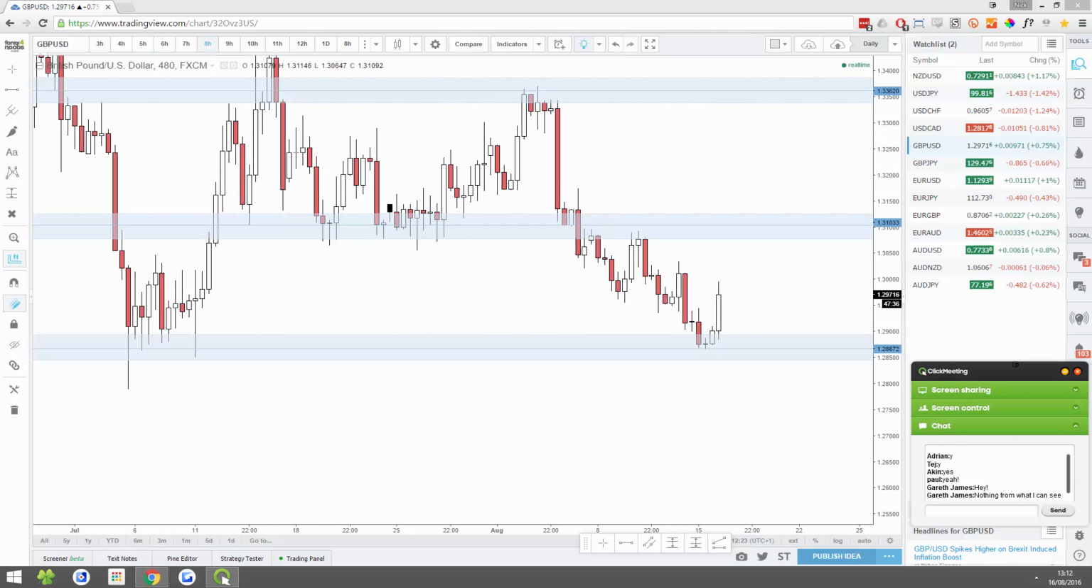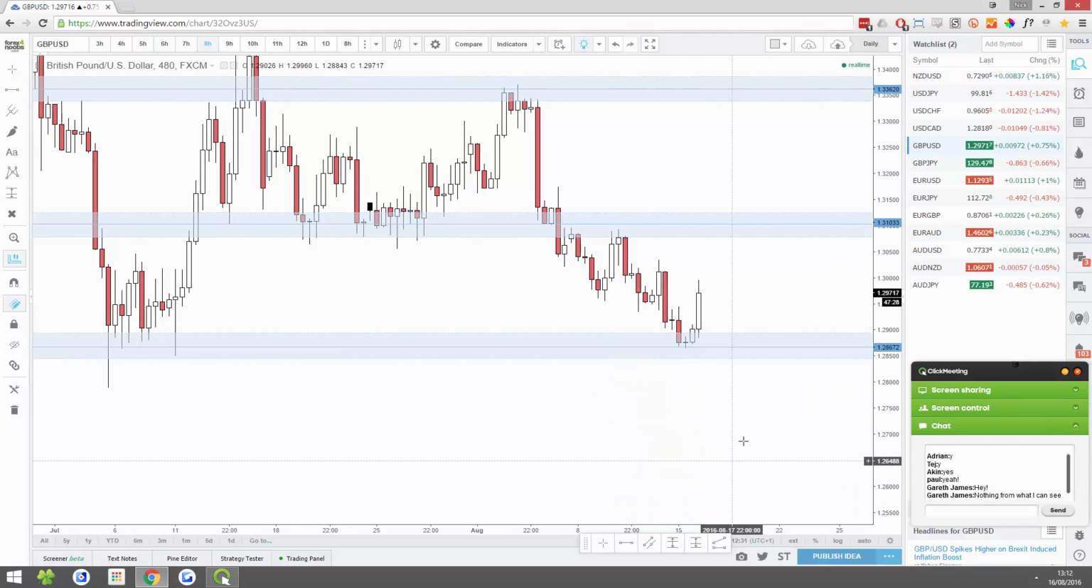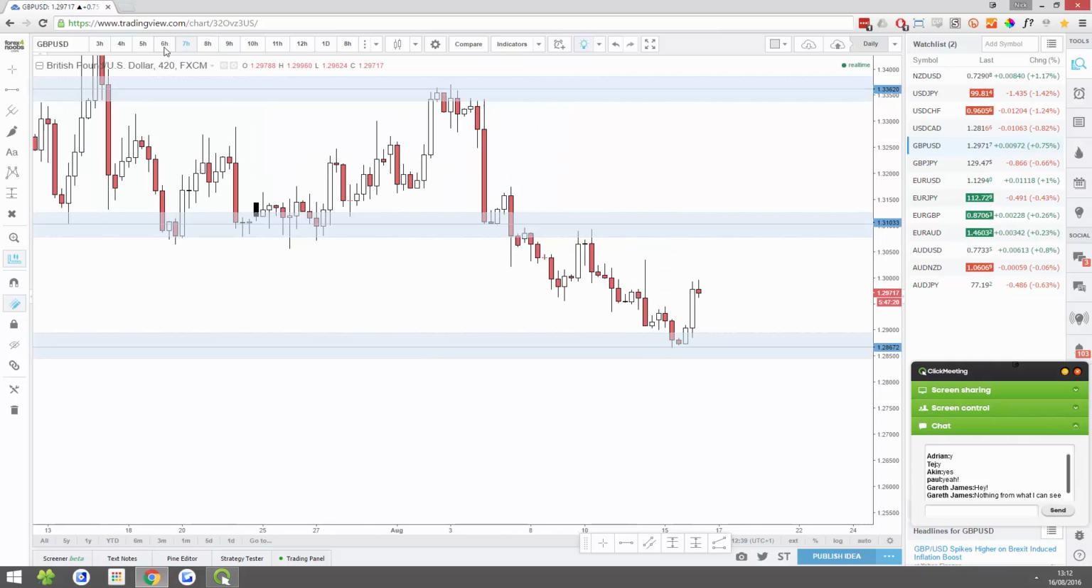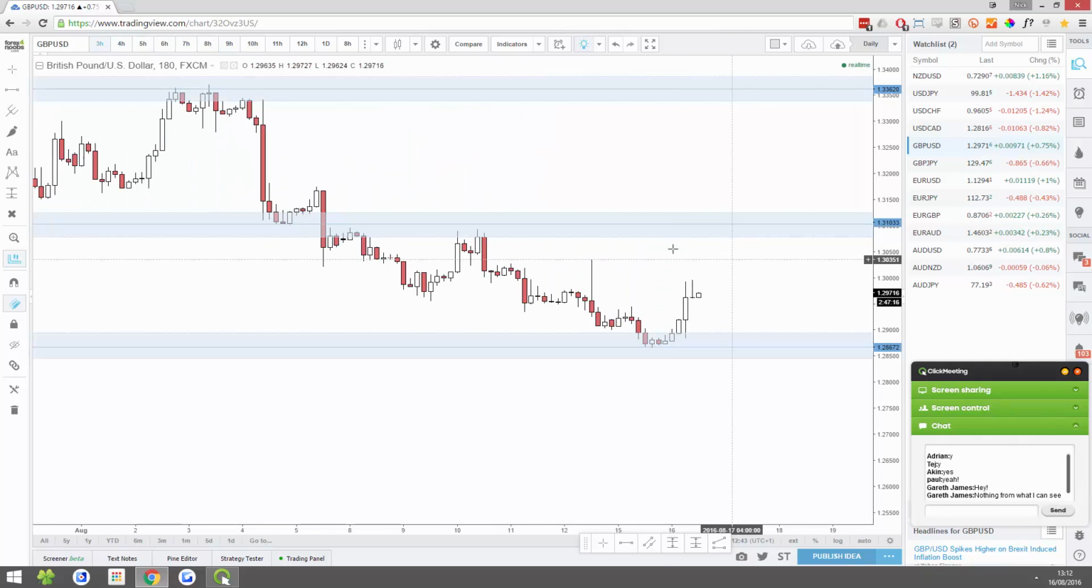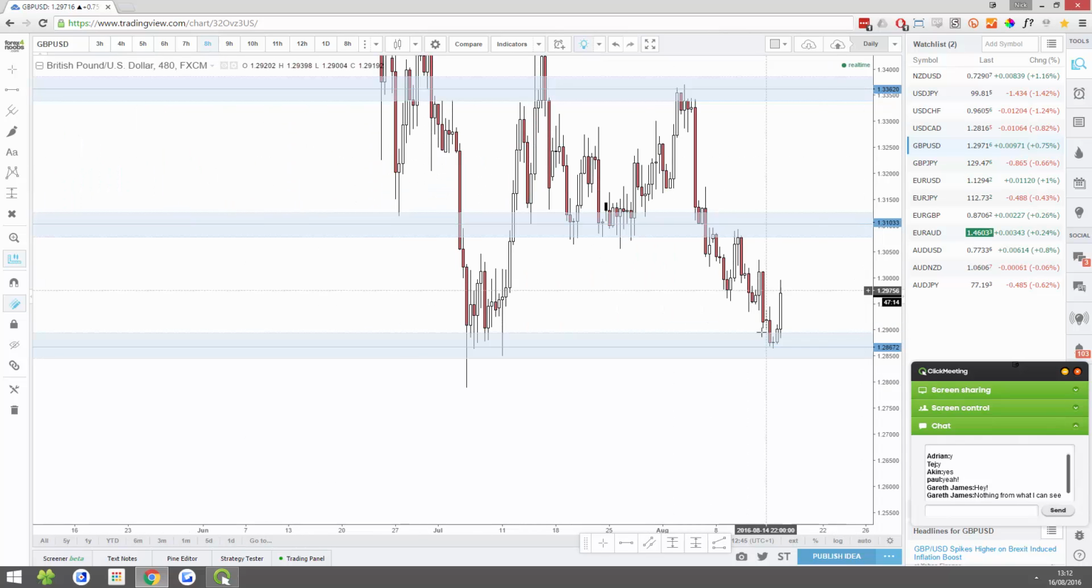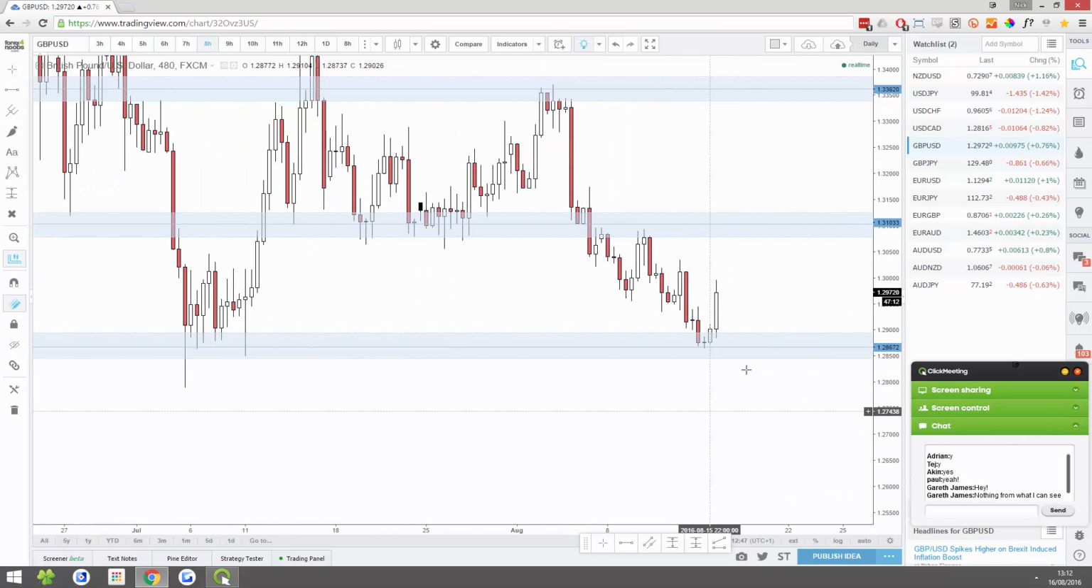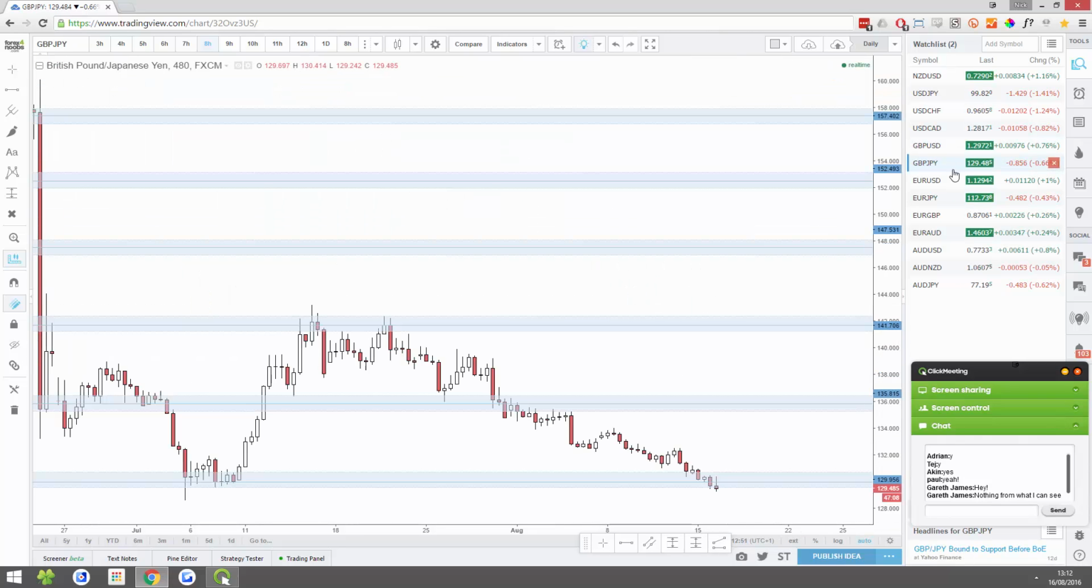It wasn't posted, Gareth. All right, it wasn't posted to the forum. That's a shame. It looks like a pretty decent trade. But I'm not really going to spend time covering this, because if it wasn't posted to the forum and no one took it, it's pointless discussing it. But it looked like it might have been a pretty good trade, a bounce from support.